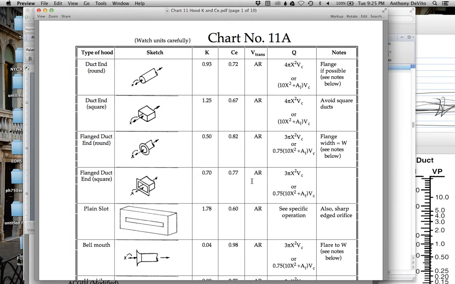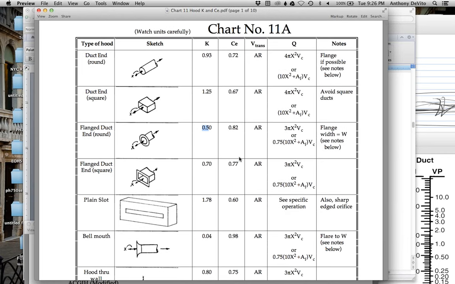I'm sorry. Did I move down? Yeah, I moved down. Spatially, I kind of lost track of where I was. Yeah, it's this one right here. Okay, so our K factor is 0.50, right?